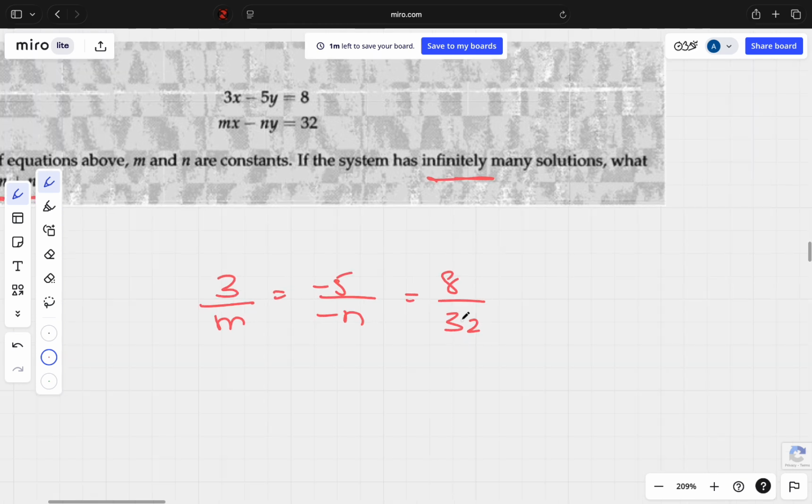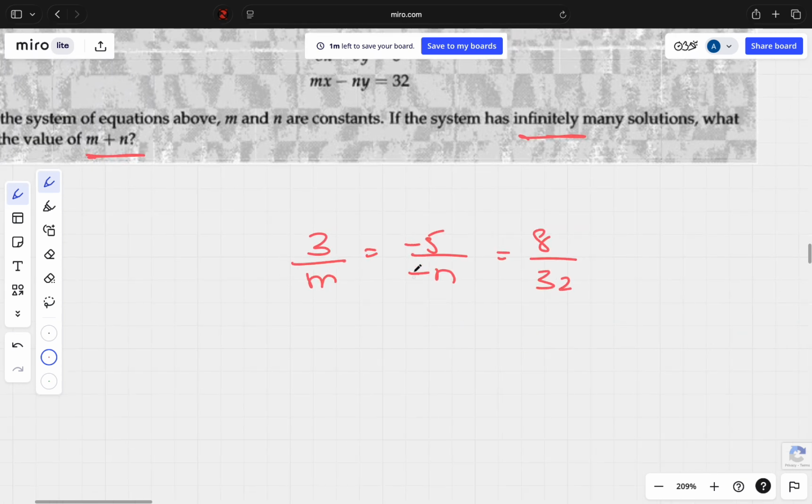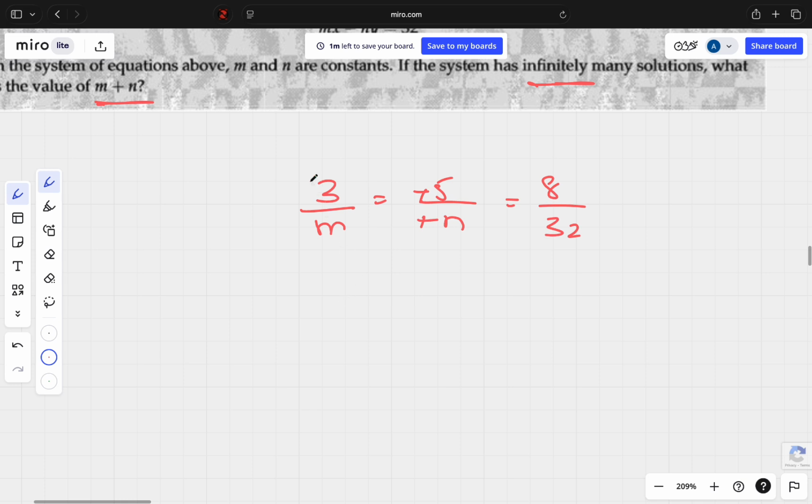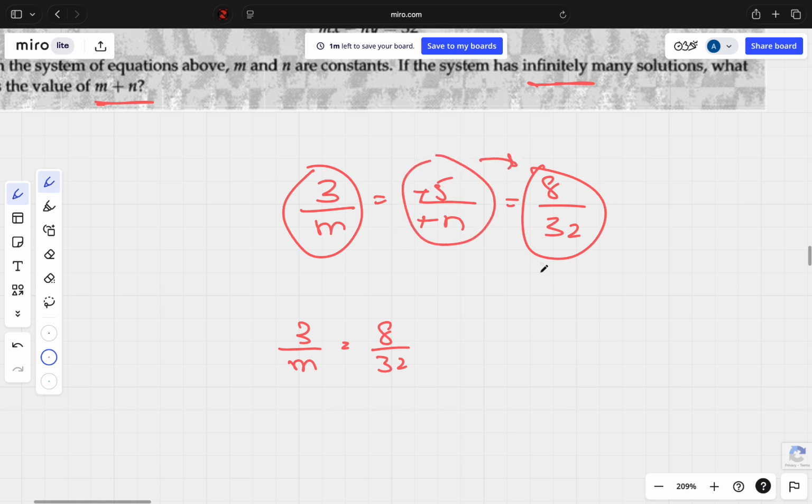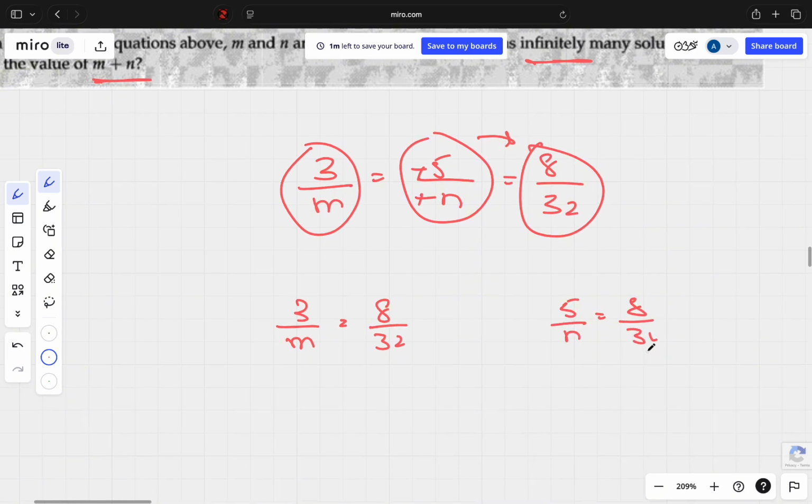So now I can say, because we have two minus signs here, we can cancel that, so it becomes positive. So I can say 3 over m is equal to 8 over 32, because I cannot solve it with this. And this is also equal to this: 5 over n is equal to 8 over 32.